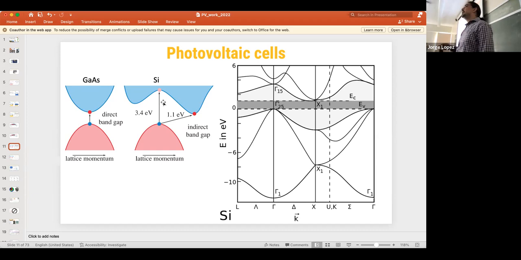So there are other materials. Here I have a cartoon of how it looks for gallium arsenide. In gallium arsenide, the bottom of this blue one and the top of the pink one are together on the same momentum line at zero momentum. That means it's a direct band gap material, as opposed to this one. So for gallium arsenide, you wouldn't need thermal vibrations to promote you and start the electronic process for photovoltaics.